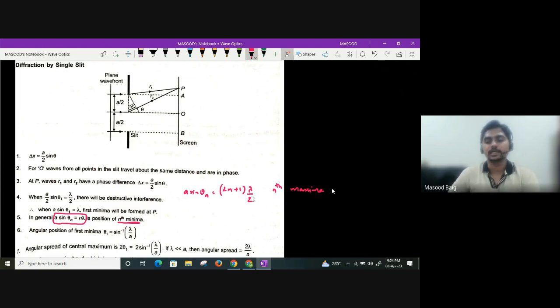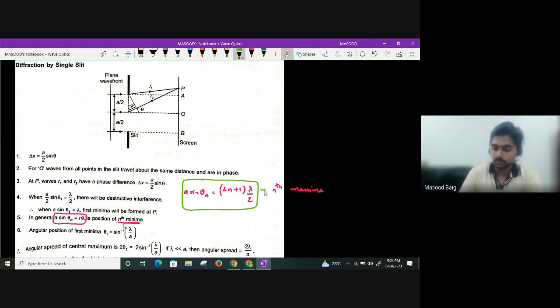Okay. Nth secondary maxima again. Two formulas you need to know. a sine theta will be n lambda for destructive interference. It will be reversed here. And a sine theta will be equal to (2n plus 1) lambda by 2 for constructive interference. Nth maxima will be formed here.